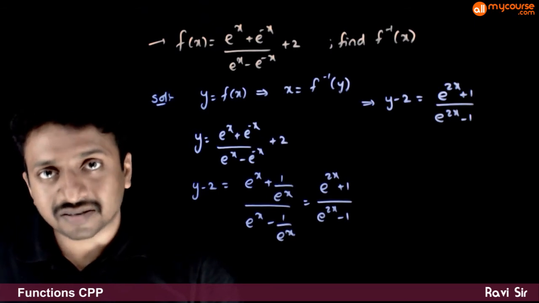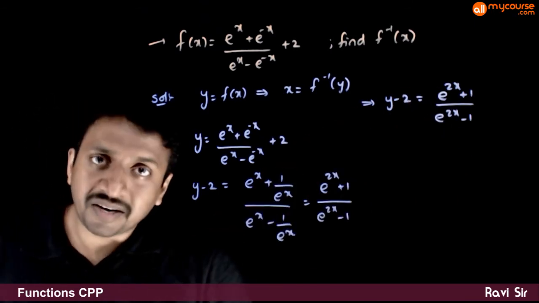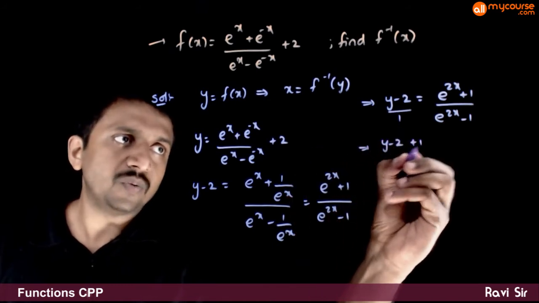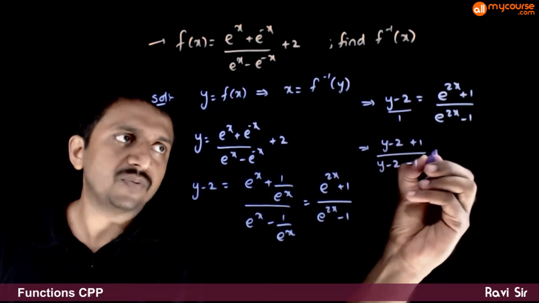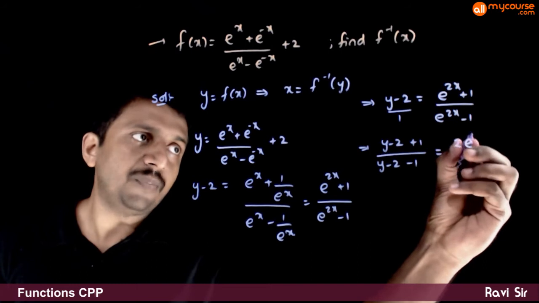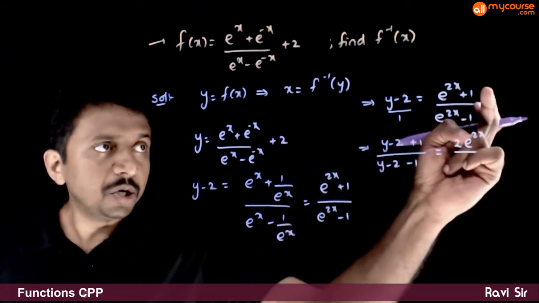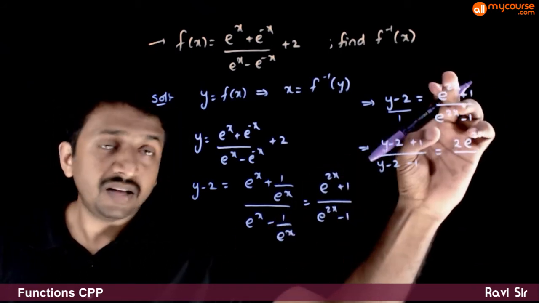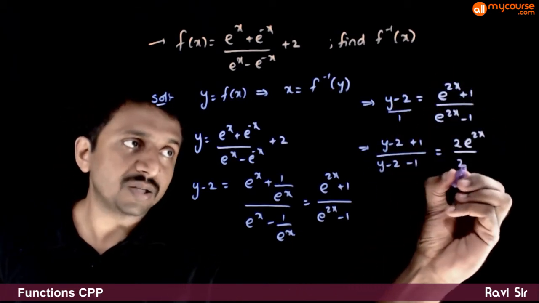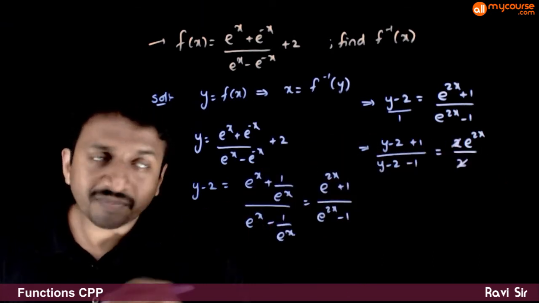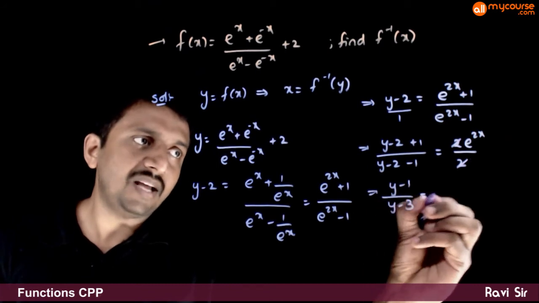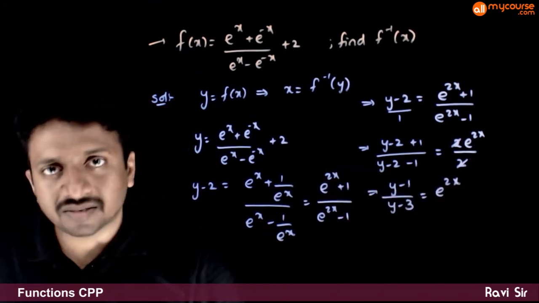Now I want x, right? So let us use componendo and dividendo. That is, (y - 2 + 1) / (y - 2 - 1) is equal to, the sum of these two is 2e^(2x), divided by numerator minus denominator. When you subtract this from this, e^(2x) gets cancelled. So 1 minus of minus 1 is 2. So these two are getting cancelled. So this implies (y - 1) / (y - 3) is equal to e^(2x).